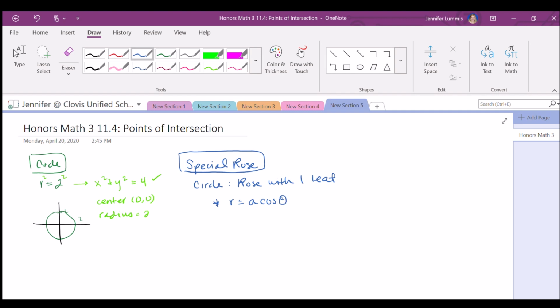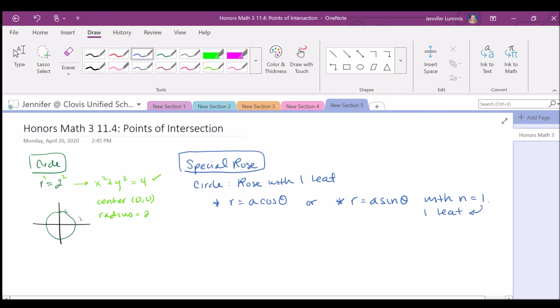Okay, remember n determines the number of leaves. So r equals a sine theta. So you'll notice that n is 1. And when n is odd, this tells us that n is the number of leaves. So 1 leaf.